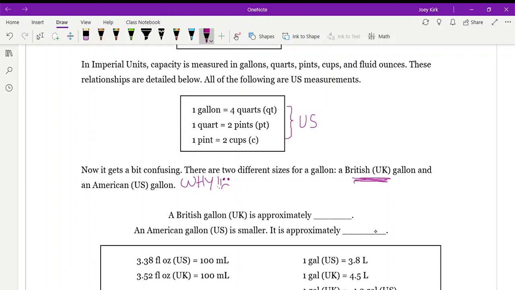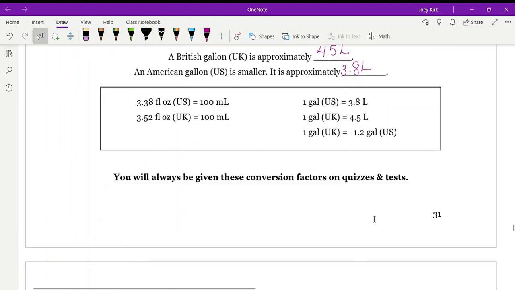A British UK gallon, if we're talking about liters, which we always should, is about 4.5 liters. And an American gallon is smaller. It's only about 3.8 liters. Gallons are how they price everything down in the States, like their gas and stuff.